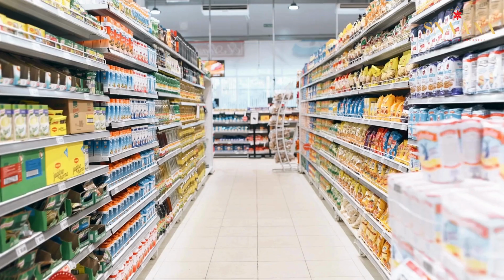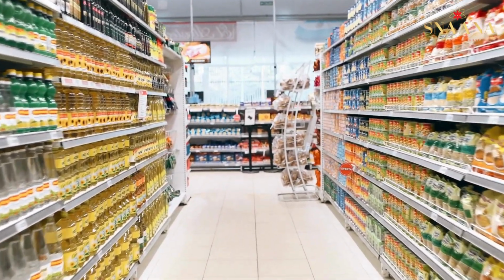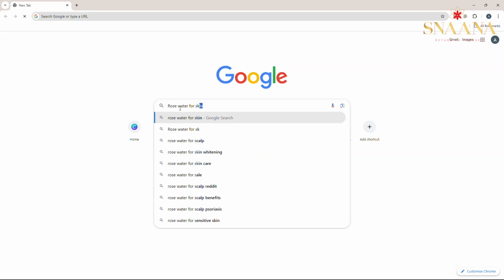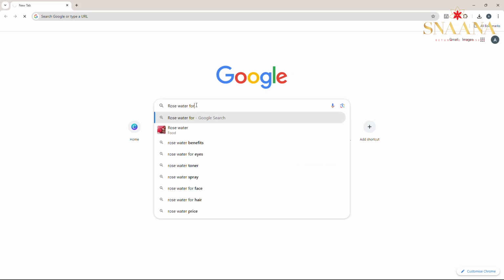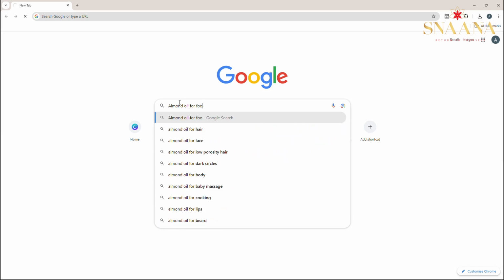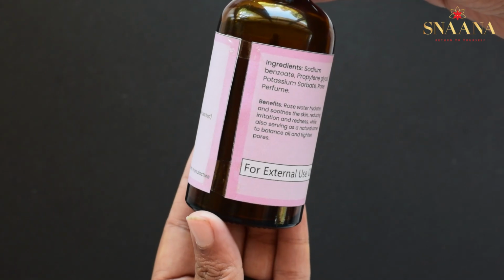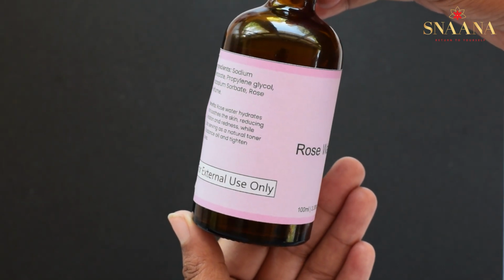Also, with increased commercialization, we have got into the habit of buying products as per usage, like rose water for skin, rose water for food, rose water for eyes, almond oil for hair, almond oil for food. But why? Why can't we use the same bottle for food, beverages, eyes and so on? That's because convenience is sold to us and with it many chemicals. And therefore, rose water for skin is a product that comes with a disclaimer meant for external use only.